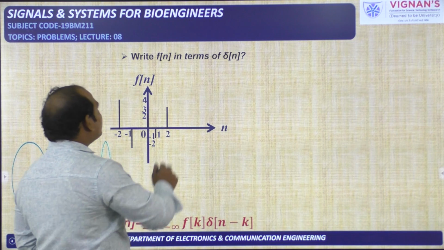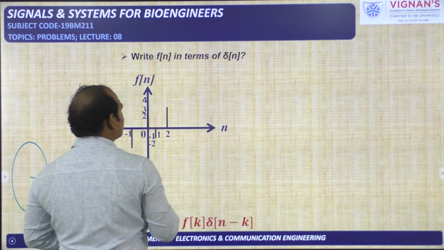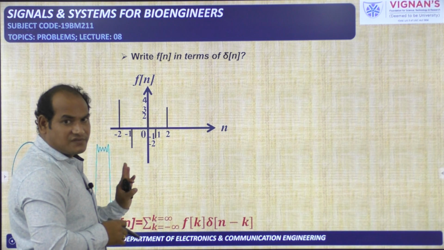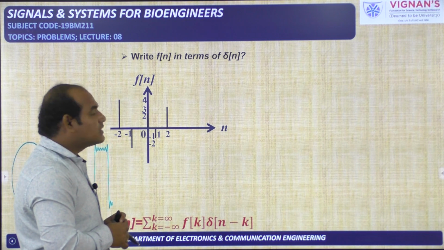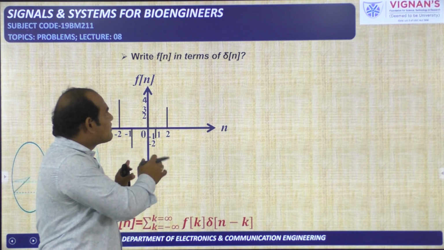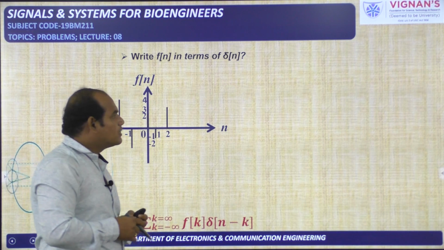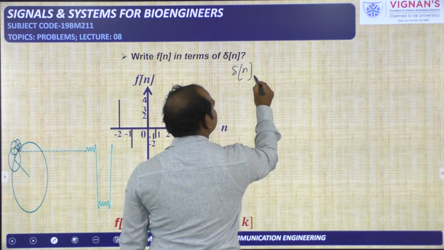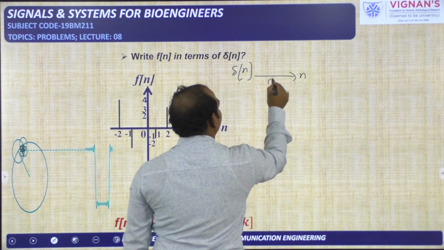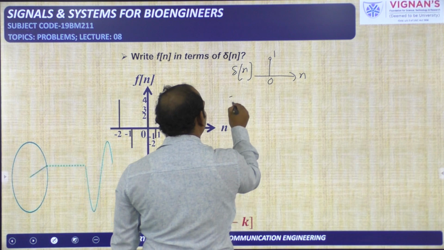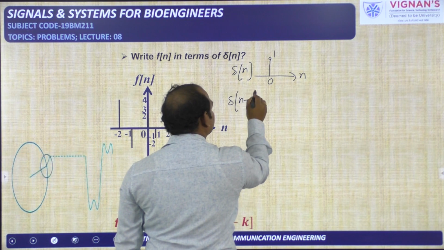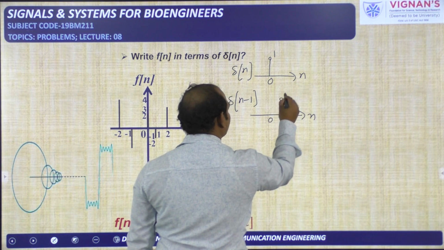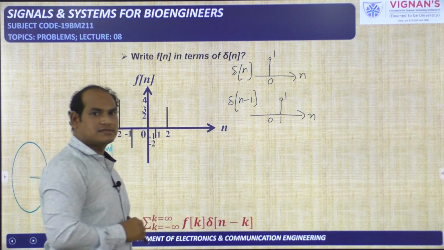Now write f of n in terms of del of n. This is the f of n equation, and they have given the f of n graph, the graphical representation. Now we have to represent this f of n in terms of del of n. So generally, del of n means the impulse is available at n is equal to 0 with amplitude 1. Del of n minus 1 means it is a shifted version of del of n by 1 to the right side. It will be available like this.